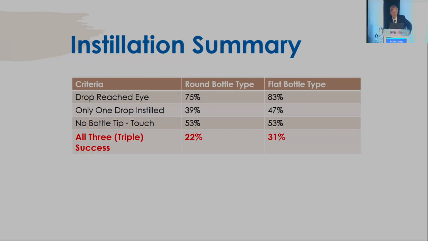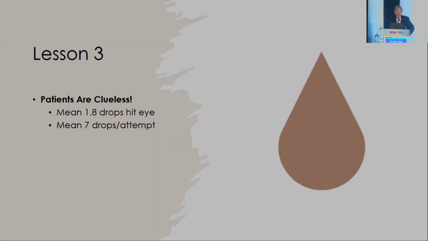So from some of the studies we've done, we found that patients don't do that well. If you look at people who can only get 1 drop in their eye and don't contaminate the bottle, you're talking about probably 20 to 30%. And different bottles from our study, although we didn't intend to look at that, did have different results. So lesson 3 is patients are clueless. They don't know if they're doing well. So remember to do that.